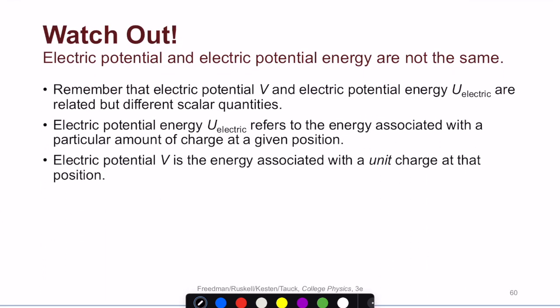Another thing you must watch out for is, although they sound similar, electric potential and electric potential energy are not the same thing, right? Electric potential energy has units of joules, and electric potential has units of joules per coulomb, or Newton meters over coulomb.